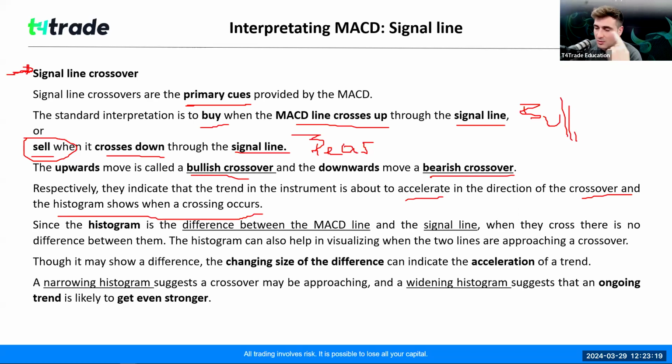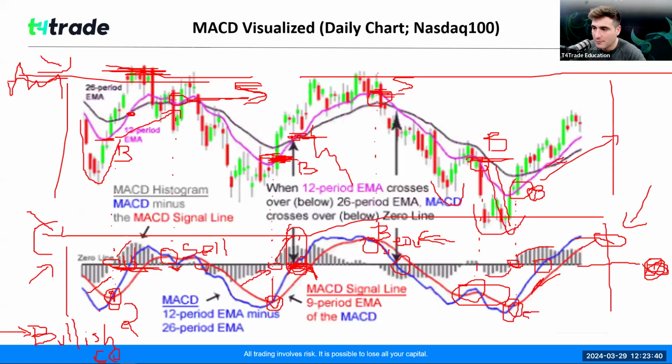When you see crossovers between the blue and the red line, the histogram records a value of 0. Since the histogram is the difference between the MACD line and the signal line, it's obvious to get a 0 line, as there is no difference between them. The histogram can also help visualize when the two lines are approaching the crossover. This is what we're talking about.